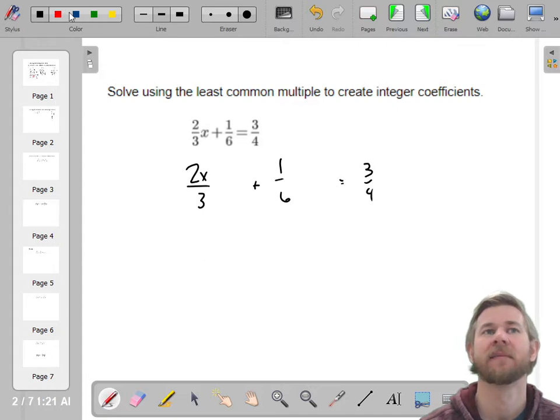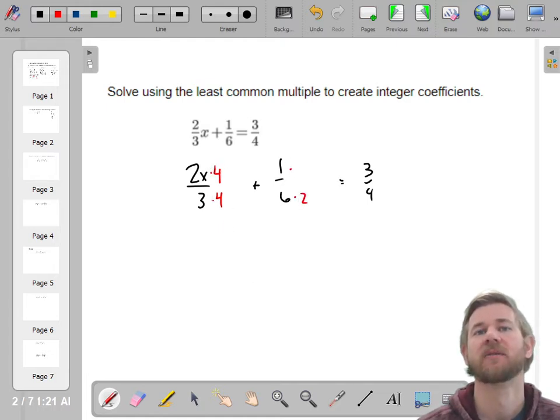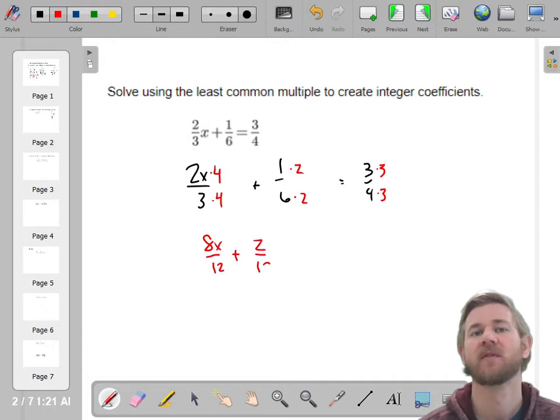I want to get a common denominator for all the denominators. So that's 12. I'm going to multiply this guy by 4. But if you do it in the bottom, you have to do it in the top. I want to multiply this guy by 2, and I want to multiply this guy by 3. That way, all my denominators will be 12. So this is now 8x over 12 plus 2 over 12 equals 3 times 3 is 9 over 12.